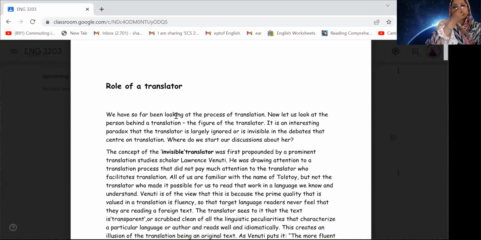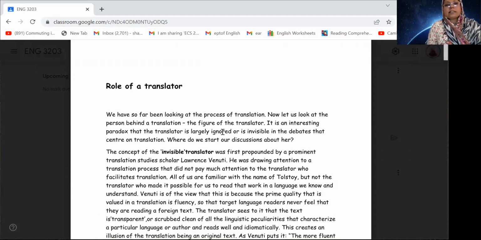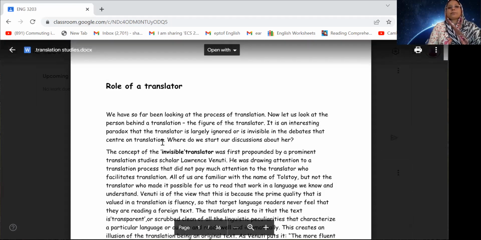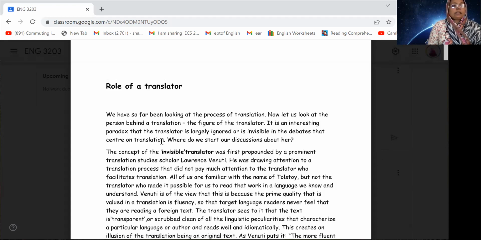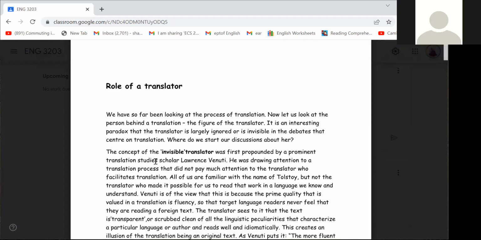it is an interesting thing that the translator is largely ignored or invisible while making translation. It is an interesting thing that the translator is ignored or is invisible in the debates that center around translation. The concept of the invisible translator was first proposed by a prominent translation studies scholar, Lawrence Venuti. He defines what is called the invisible translator.